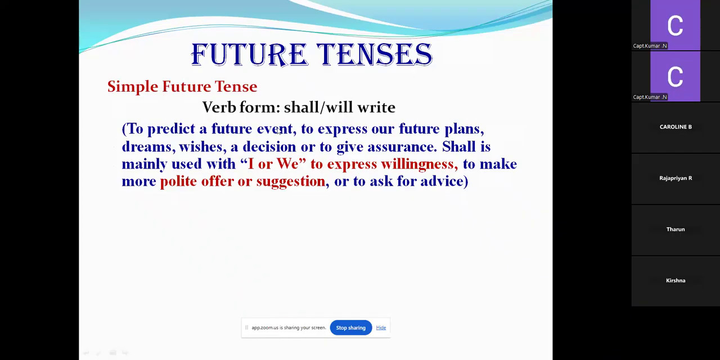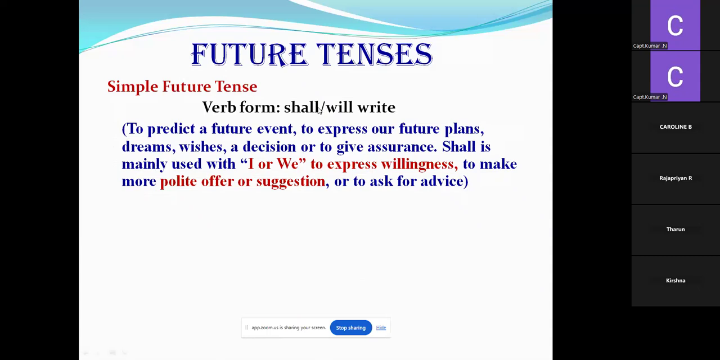to predict future events, to express future plans, decisions. And very important, we give assurance. Yes, it will happen in the future. So to give assurance also, we use simple future tense. So what is the verb form? Shall write or will write.